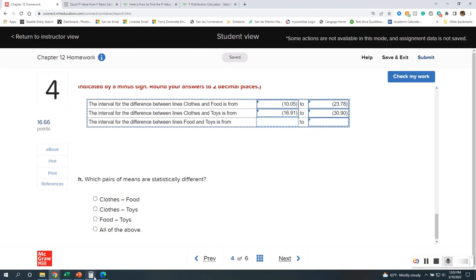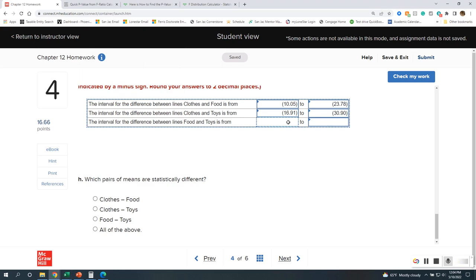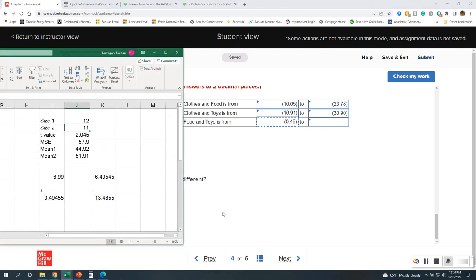Alright. Food and toys. Last one. Let's see if we get this one close. So, we know it was 44.91. So, we're going to do 92. Again, try and get it close. Sample size 2 is still the same. Sample size 1 changes to 12. So we have negative 0.49 and negative 13.49.